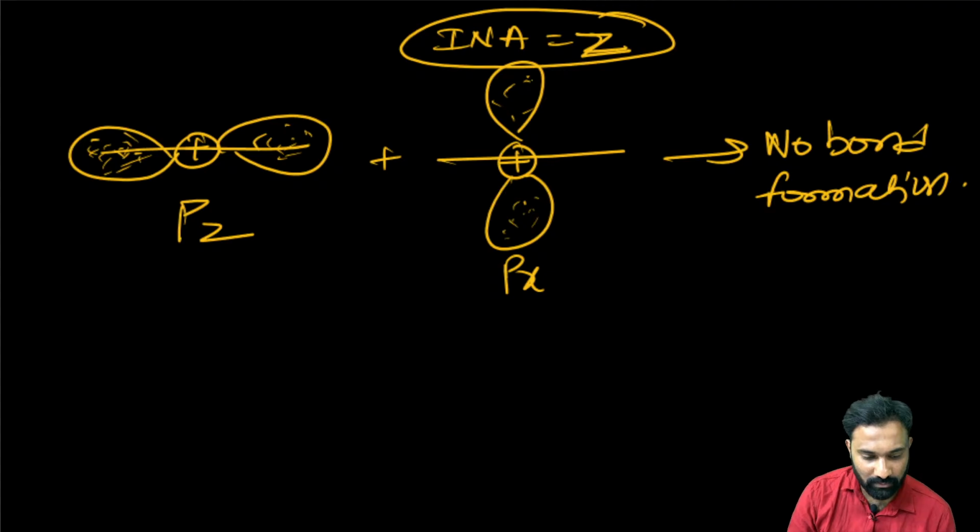No bond formation, right? See, the pz orbital and the px orbital. Why are you getting confused?